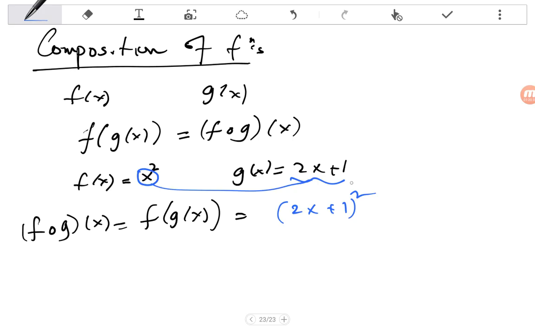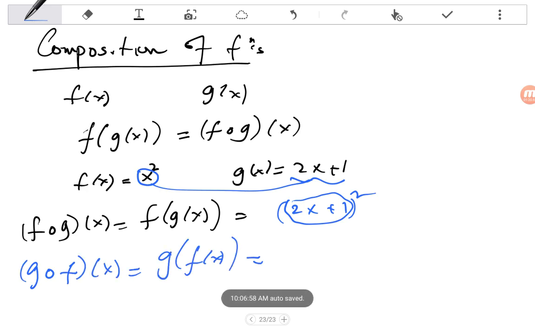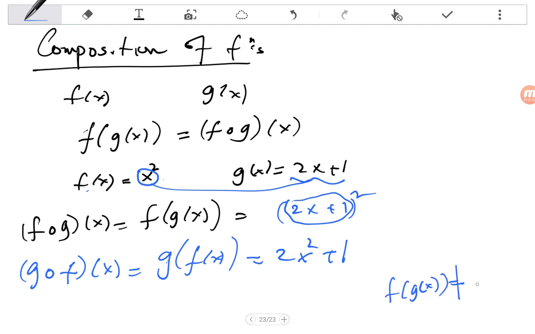Okay? So this is a composed function. This is the insider function and this is the outsider function, which is squared. If I need to find g of f of x, what would that be? It means that inside g, take every x and put f of x instead of x. So that will be 2x squared plus 1. And in general, f of g of x is not equal to g of f of x. Now, in this case, we have two main rules.